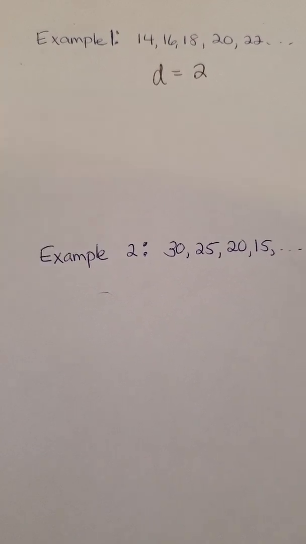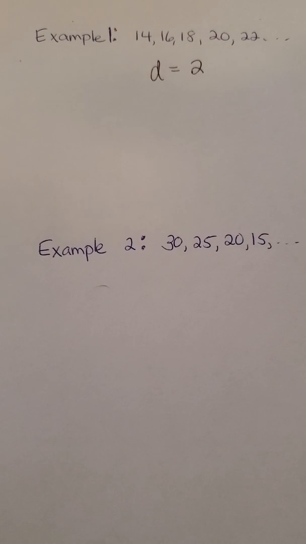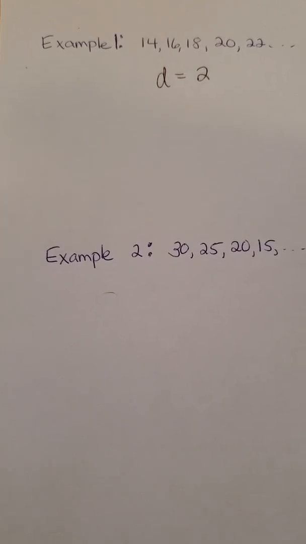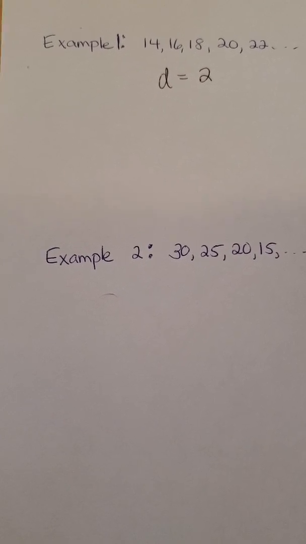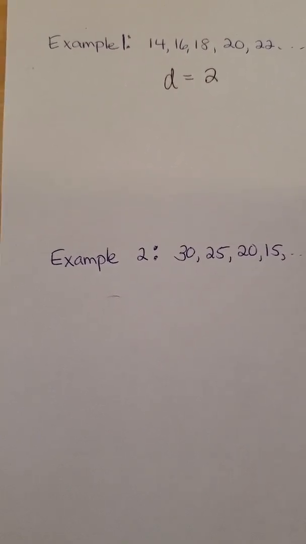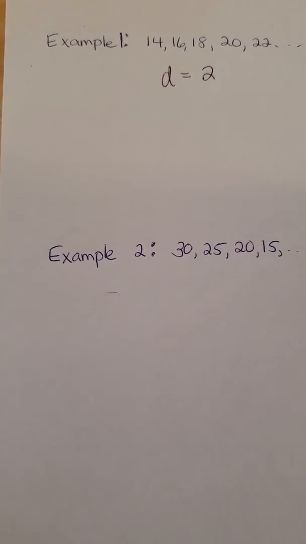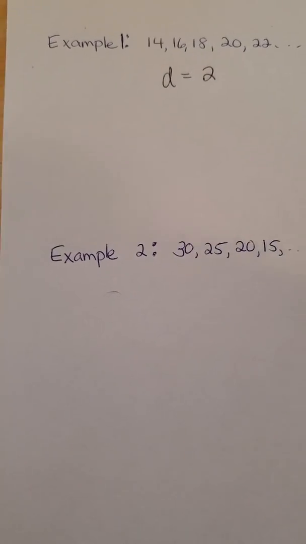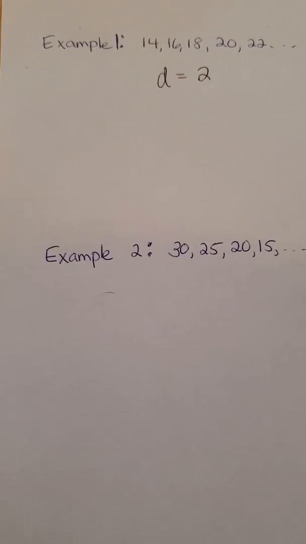Now we want to write a formula for this. For any term, which we'll call the nth term, we're going to make an equation to be able to write it. If we wanted to find any term, like the 100th term or 150th term, whatever it is, which we'll be doing next time, we'll have that formula to be able to do that.